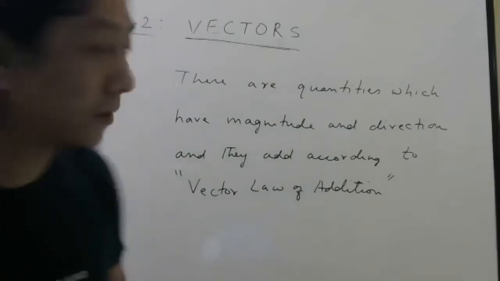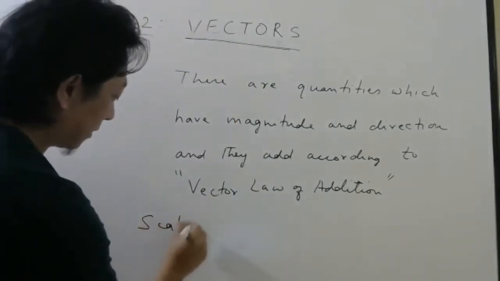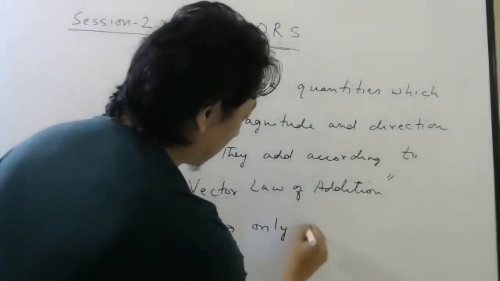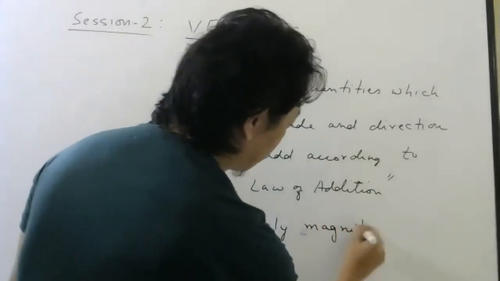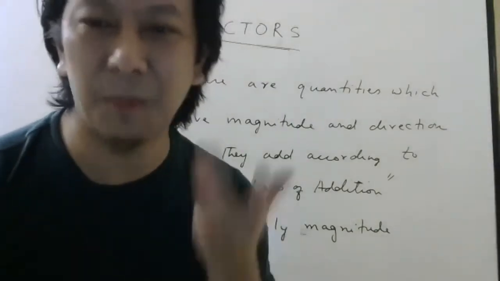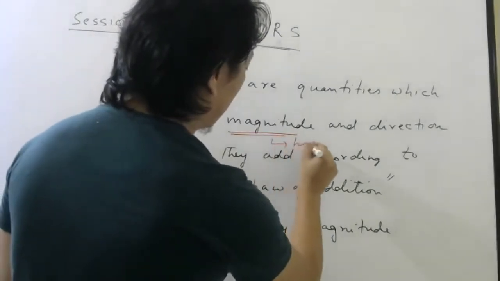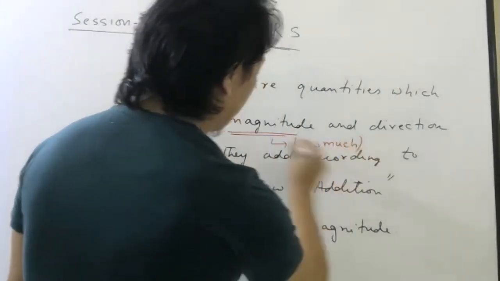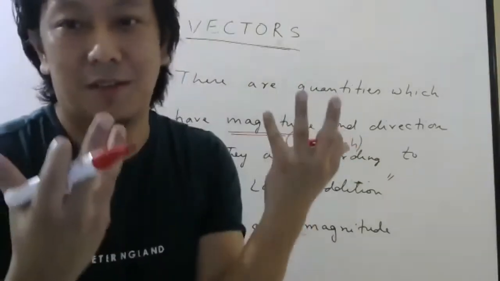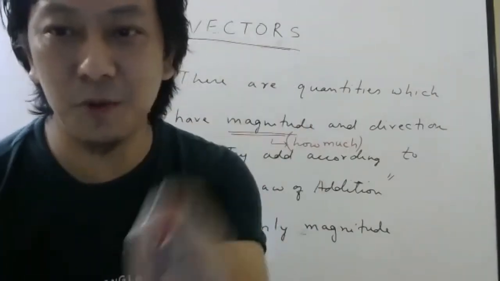Writing part is done. Okay, now these are called vectors. Scalars means it has only magnitude. Now when I say magnitude, what does it mean? Actually, what is magnitude? So magnitude means how much. Okay, don't write this in the exam. That is for your understanding. Magnitude means how much. How much will always be a numerical value, some number with some unit.